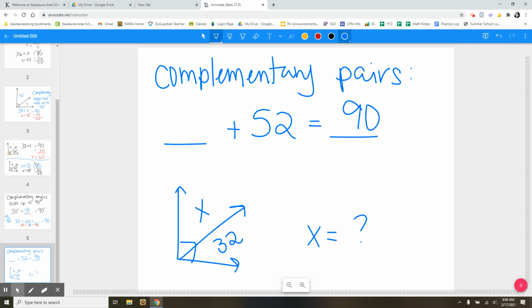And anytime you get stuck or need more support, you can always come back to this video to walk through various examples of how you can use your knowledge of complementary angles to find the missing value.